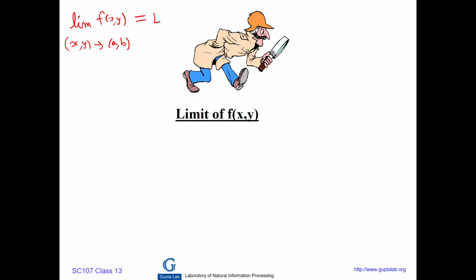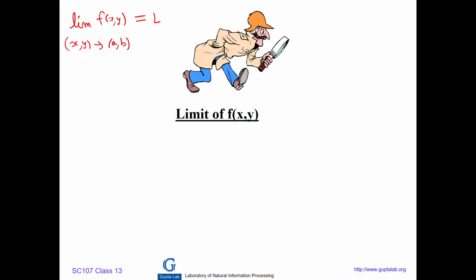So what do you need? First, the idea of distance between x comma y and a comma b, right? The idea of distance you require, that is the first requirement. Second requirement, the distance between L and f of x comma y. So whenever x comma y is in the neighborhood of a comma b, whatever I am speaking is very careful, just listen to it.